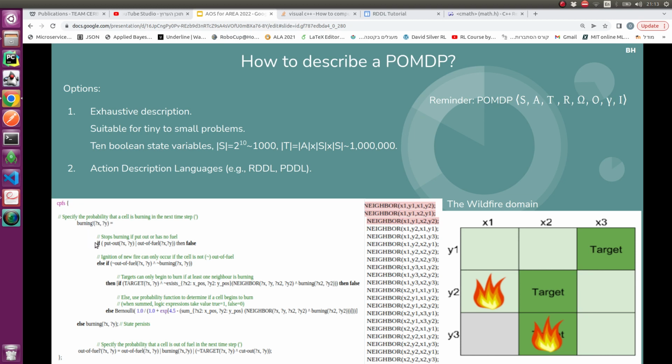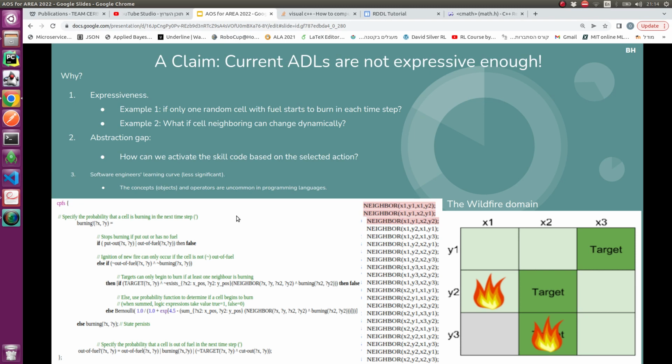And we can see that we can describe if-else conditions and also mathematical expressions, and we can also describe sampling from a Bernoulli distribution or other distributions to describe probabilistic changes in the state. So this is a very expressive language that can compactly describe this wildfire domain that can be found on the RDDL tutorial webpage.